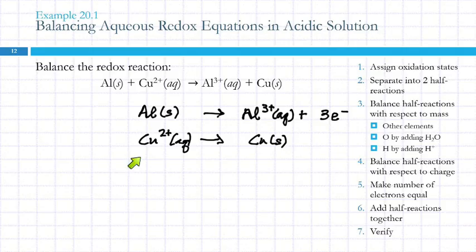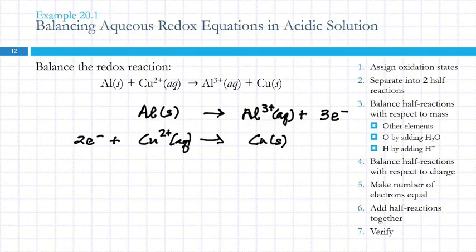So what do we need to do in the second half reaction? We need 2 electrons, and they're going to be on the other side this time, because this is the more positive side. You'll always end up with electrons as a product in one of them and a reactant in the other one, because one's oxidation and one's reduction. So I balanced for charge.